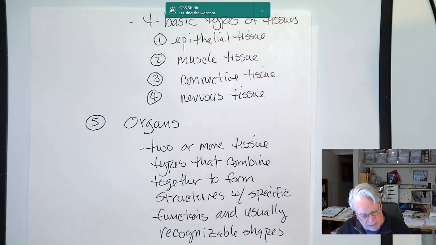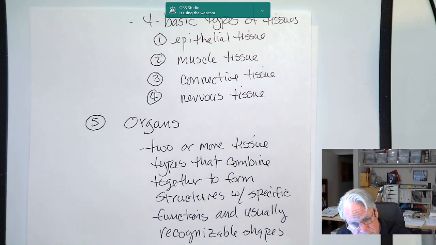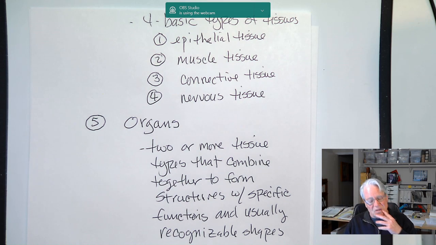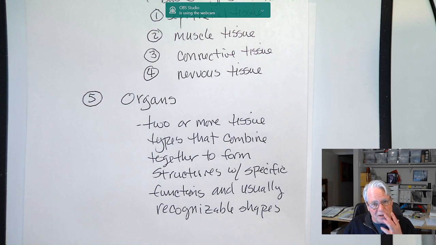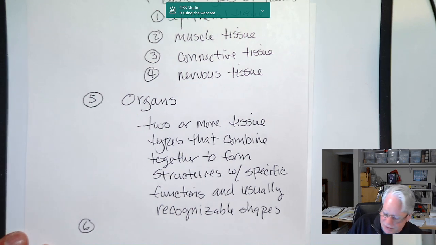And a classic example would be the heart. The heart is composed of nervous tissue, muscle tissue, connective tissue, and epithelial tissue, and it performs a specific function. It pumps blood through the body, and it has a recognizable shape. So that's an organ. The next level of organization is the organ system.